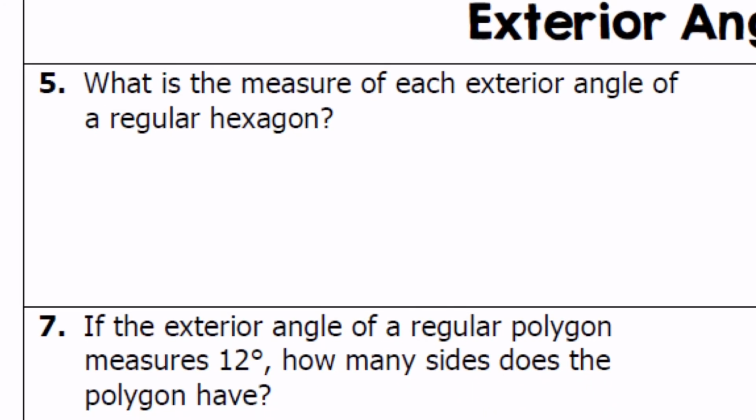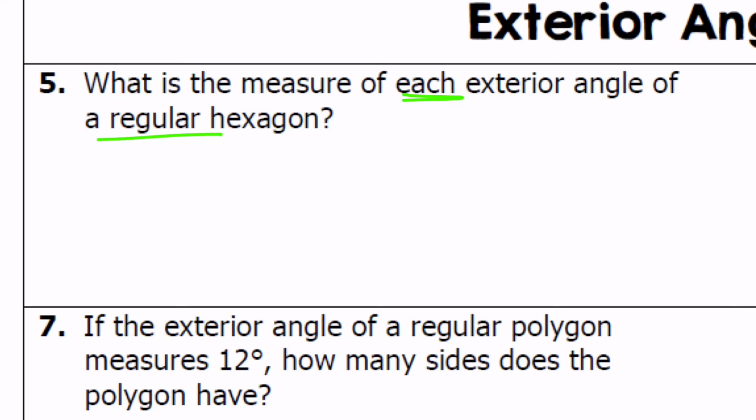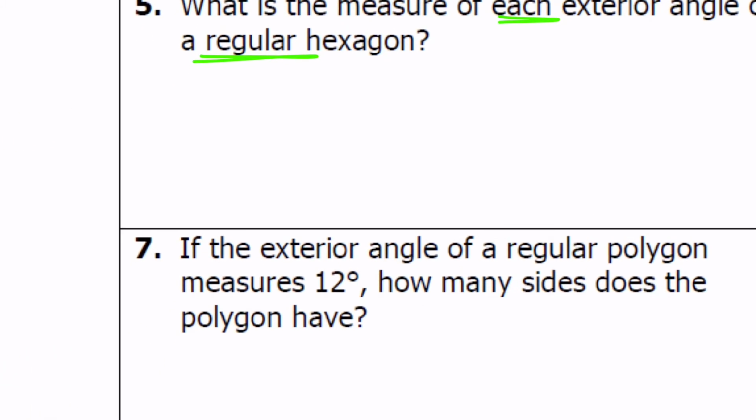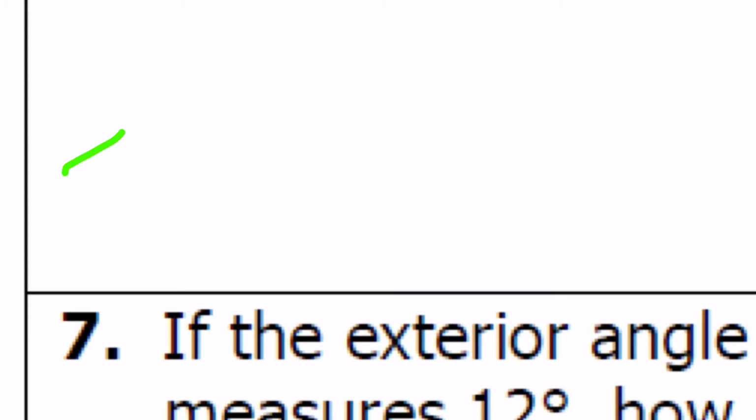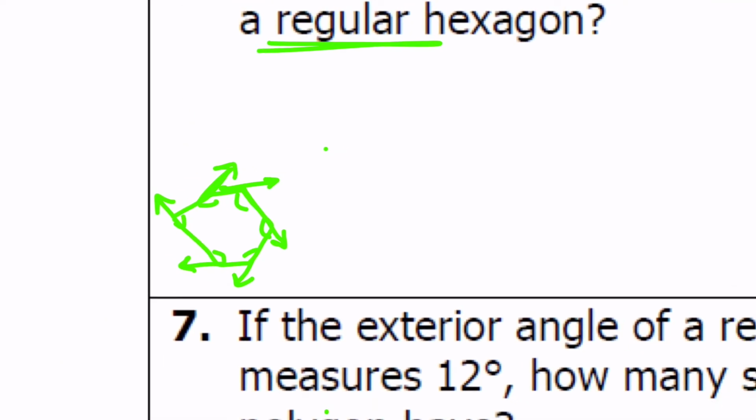So let's look at number 5. Now I want to find the measure of each exterior angle of a regular hexagon. Remember, regular hexagon, or regular shapes, regular polygons, have all angles the same. So if I have a hexagon down here, again, I'm going to try my terrible drawing. If I have a hexagon here, and this is a regular hexagon, that means all of these angles are the same. So that means all of their exterior angles are going to be the same as well.